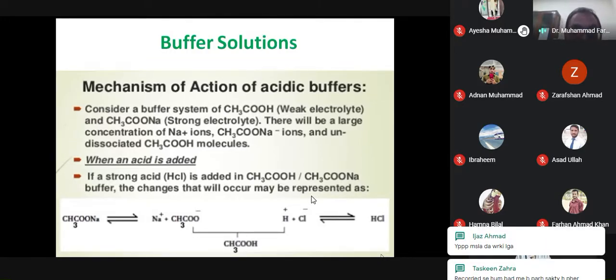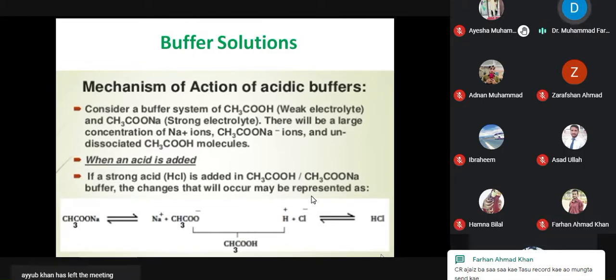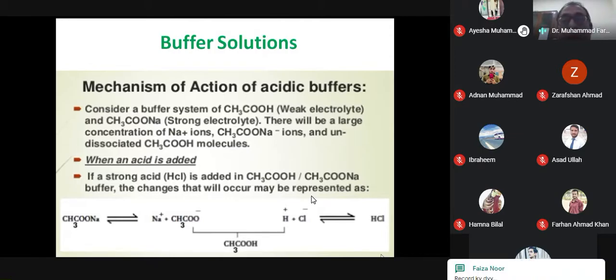CH3COONa also gets dissociated. It will produce sodium ion plus CH3COO negative. Now, this hydrogen will react with the acetate ion to produce CH3COOH, which is a weak acid. So when it is a weak acid, and CH3COOH is already there in the solution, the pH of the solution will not drop very badly or very low, because CH3COOH is a weak acid. This way it will neutralize the hydrogen ions of the strong acid which is being added into the buffer solution. Okay, is this clear or not?